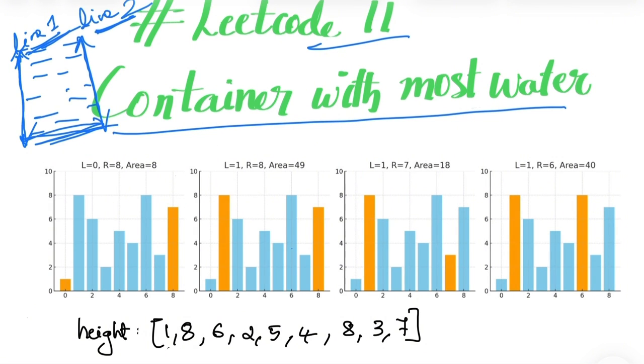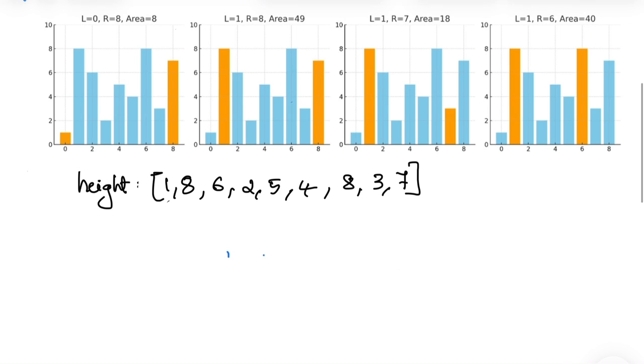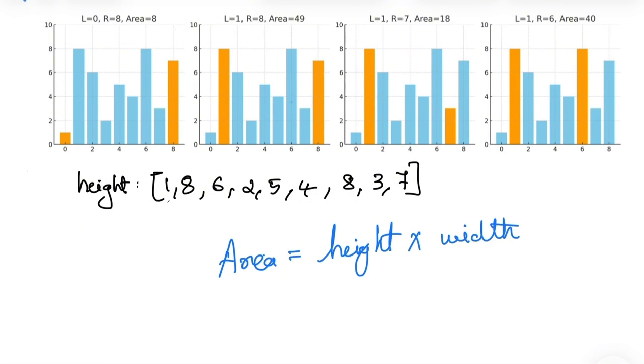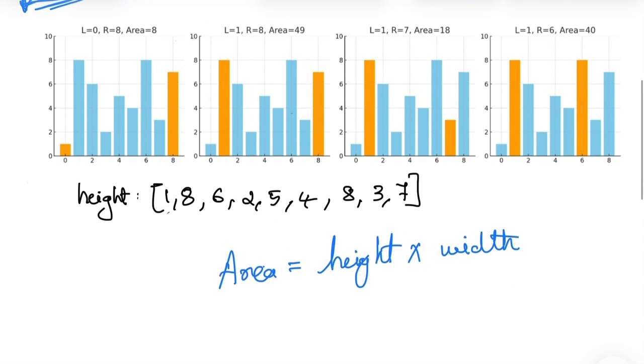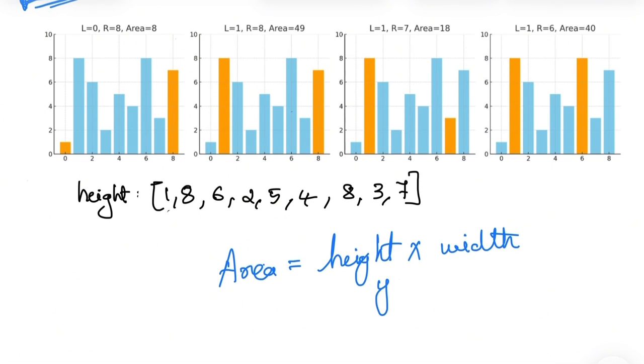Okay, so the only way we can find the maximum amount of water is by finding the area of the container, and the area of the container is height into width. That is, this will be y and this will be x.